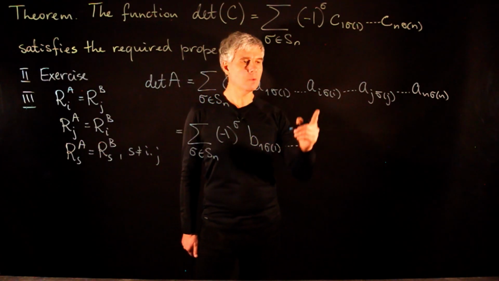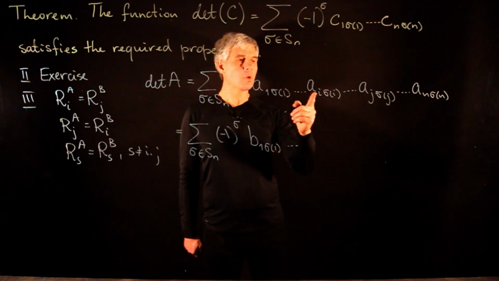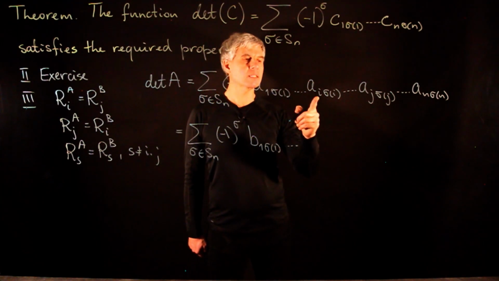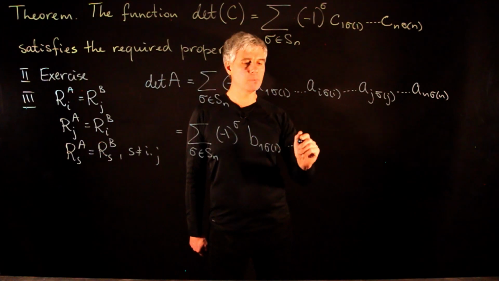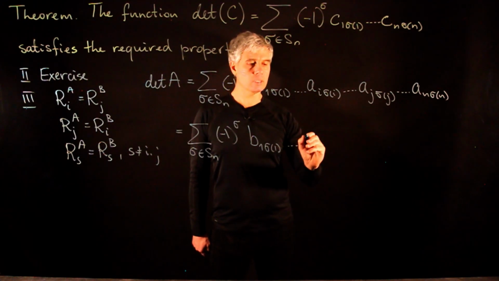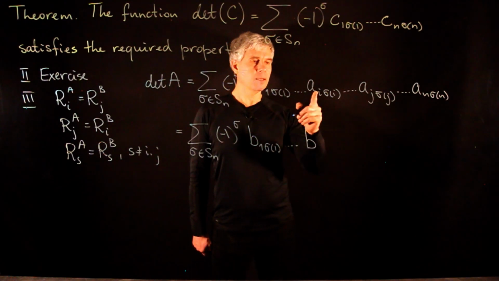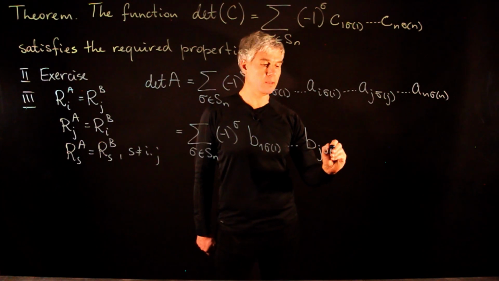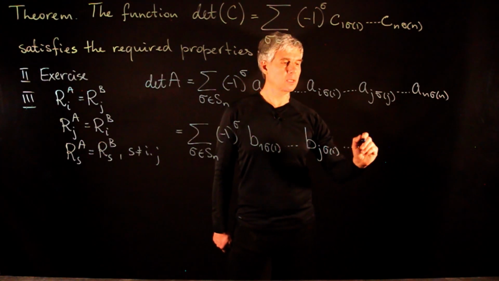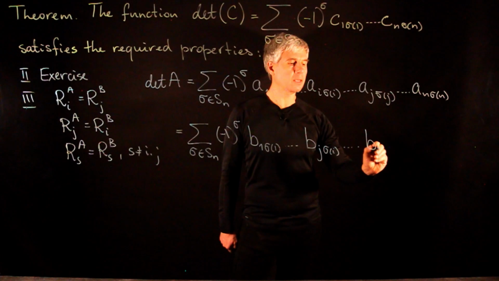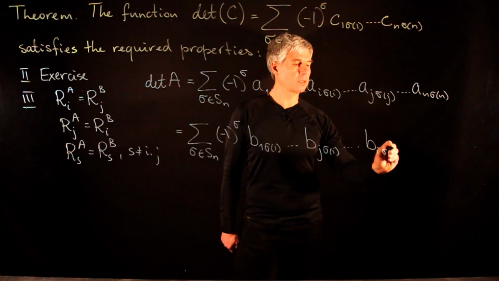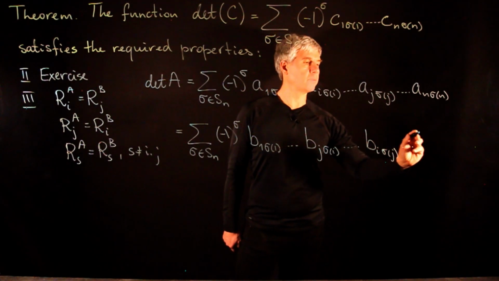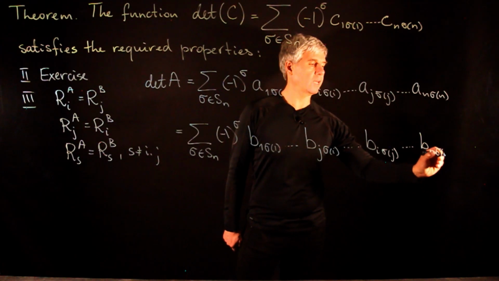And now, row i of matrix A is the same as row j of matrix B. So this means that a_{i,σ(i)} is equal to b_{j,σ(i)} ... And here we have b_{i,σ(j)} ... b_{n,σ(n)}.